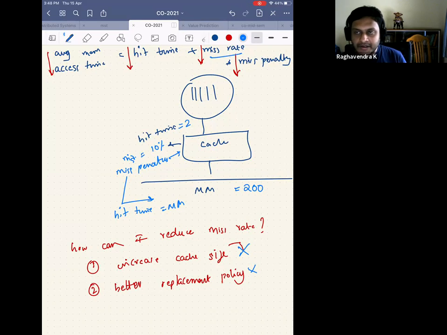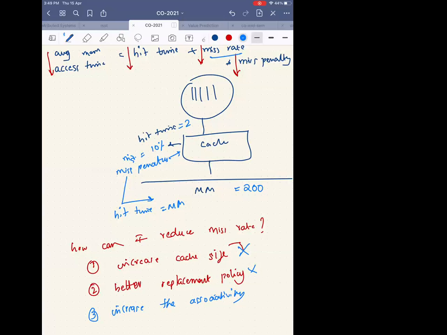You don't have to say it as reduce the number of sets. You can just say it as increase the associativity. If I increase the associativity, why does the miss rate decrease?